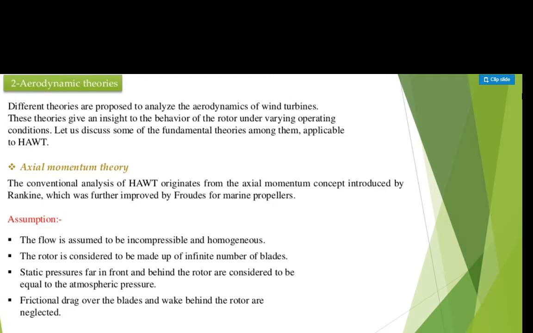Axial momentum theory. This conventional analysis of the horizontal axis wind turbine originates from the axial momentum concept introduced by Rankine, which was further improved by Froude for marine propellers. Assumptions: the flow is assumed to be incompressible and homogeneous. The rotor is considered to be made up of an infinite number of blades. The static pressure in front of and behind the rotor is considered to be equal to the atmospheric pressure, and frictional drag over the blades and wake behind the rotor are neglected.